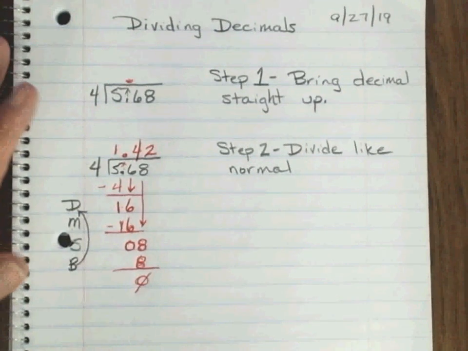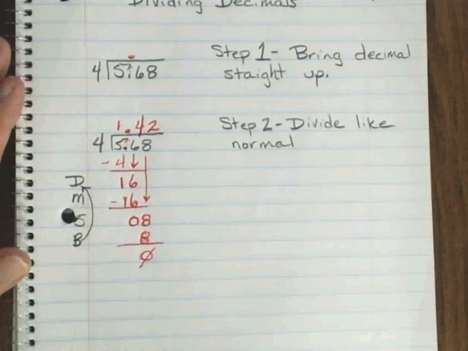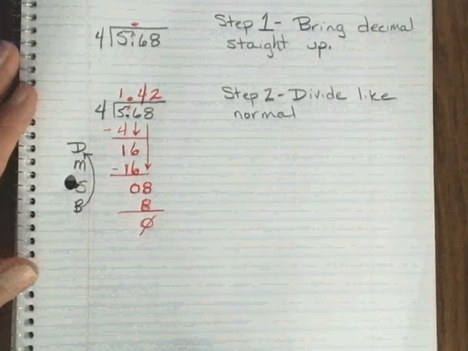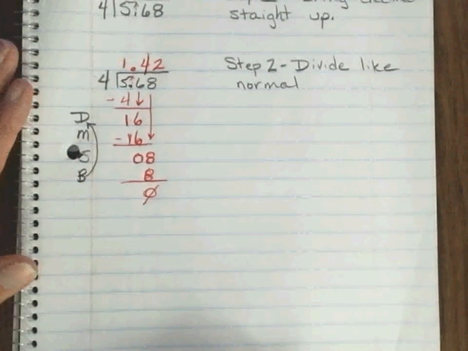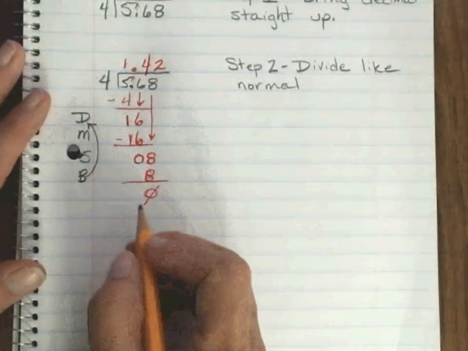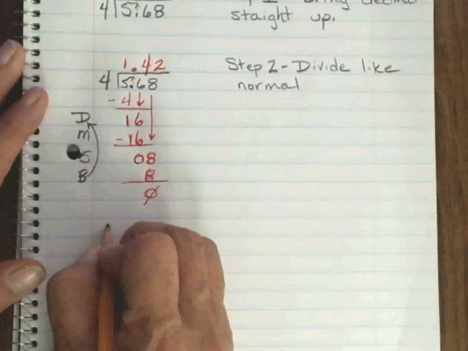Okay, now we have some special cases when we divide decimals, and that is if we have a remainder. So let's take this note here because this is extremely important.